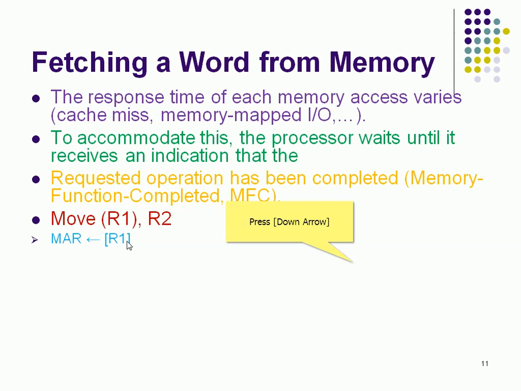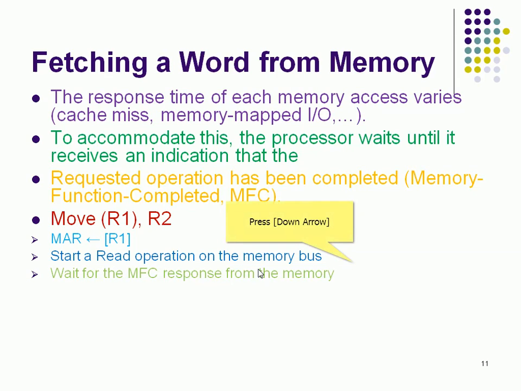So put the contents of R1 into MAR, so it searches in the memory and starts the read operation on the memory bus, right? Then wait for memory function completion, the response from the memory. Since in the previous clock we initiated the memory related operation, we need to give some time. We have to wait till completion, so we should get some acknowledgement, the response from the memory. Then load MDR from the memory bus.